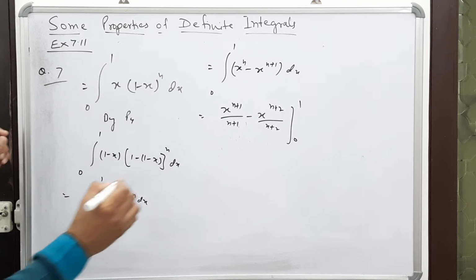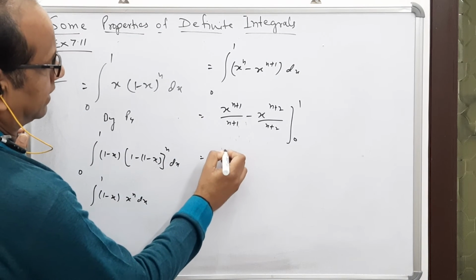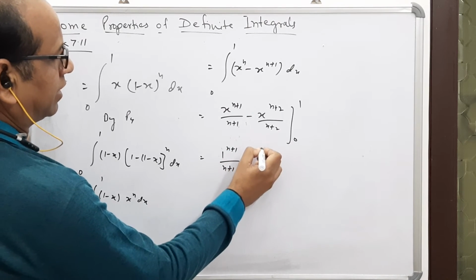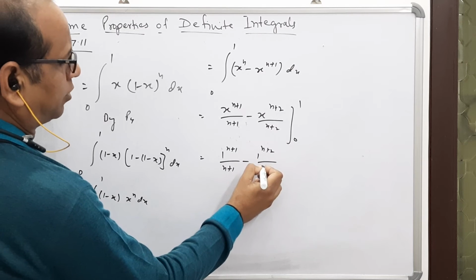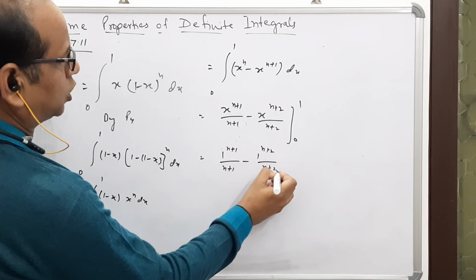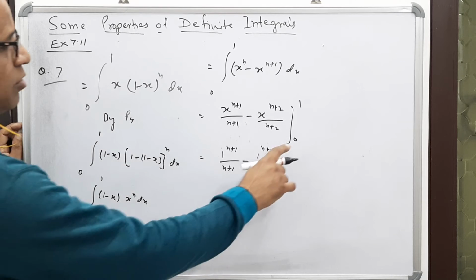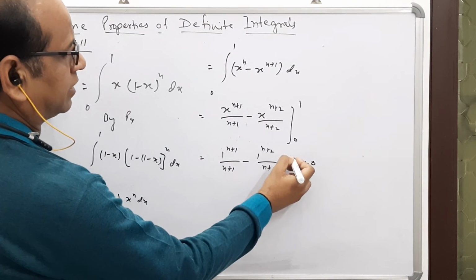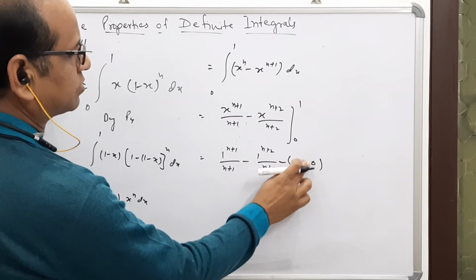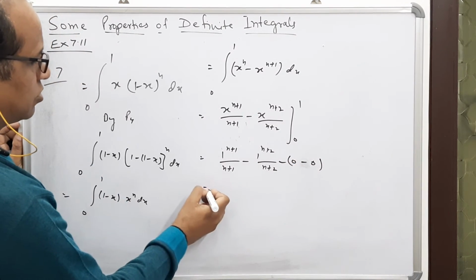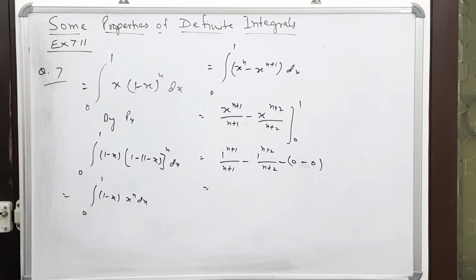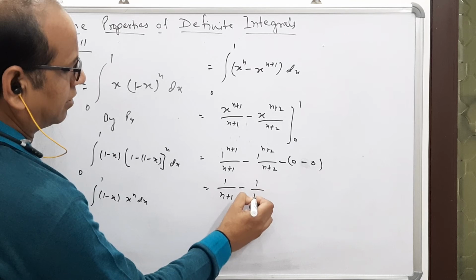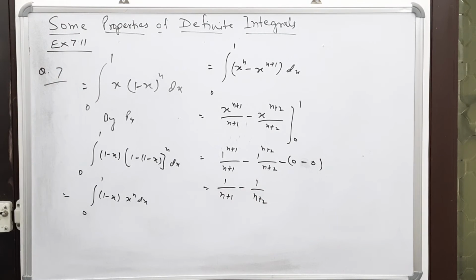So when you put x equals to 1, the answer is 1 power n plus 1 upon n plus 1 and 1 power n plus 2 upon n plus 2. And when you put 0, it will be 0 only. So the second part is 0. And 1 power any number will be 1 only. So the final answer is 1 upon n plus 1 minus 1 upon n plus 2.